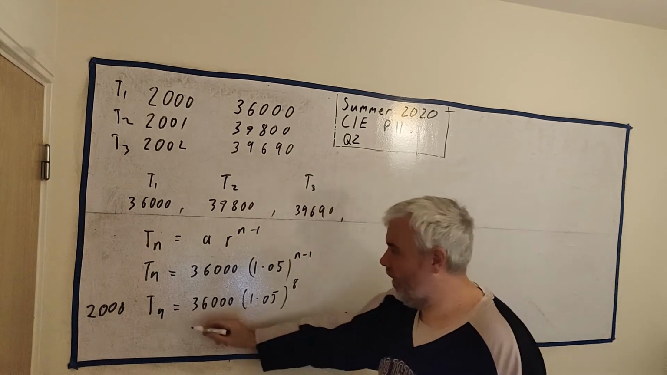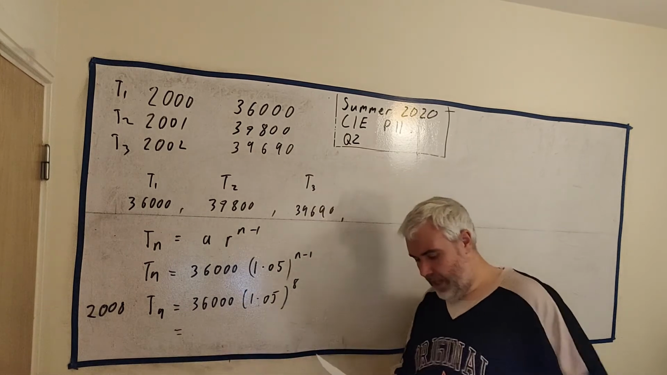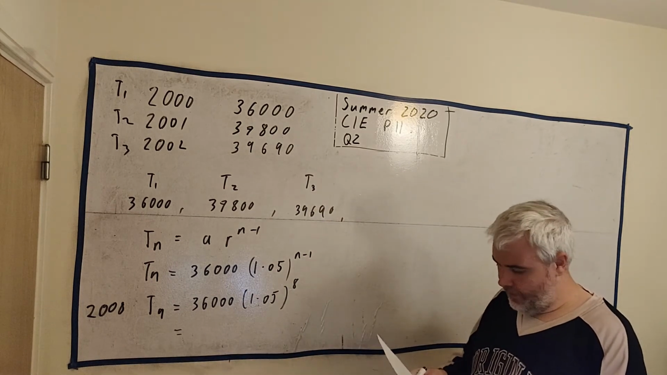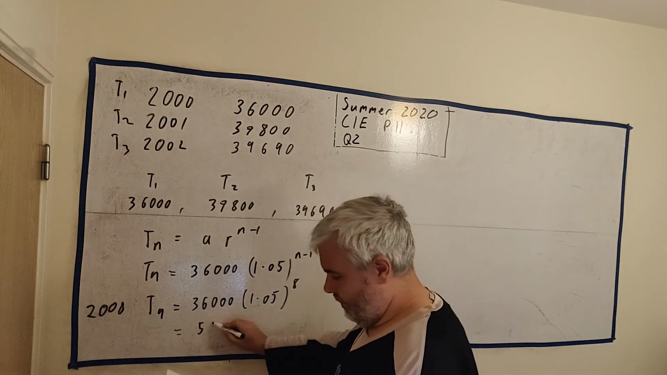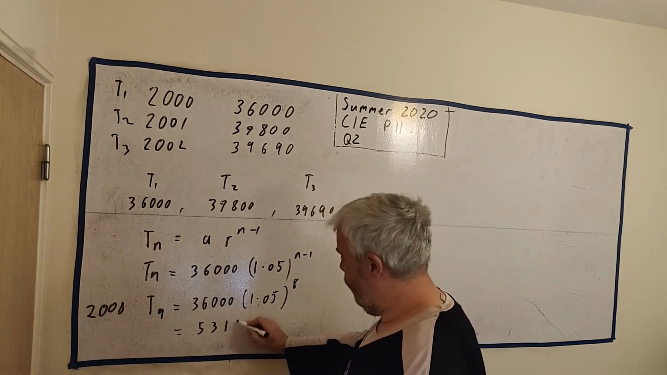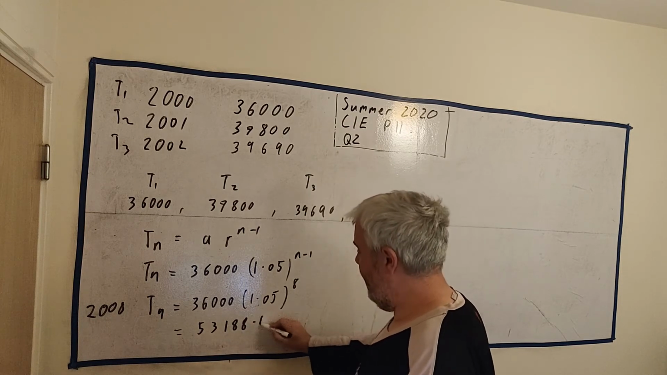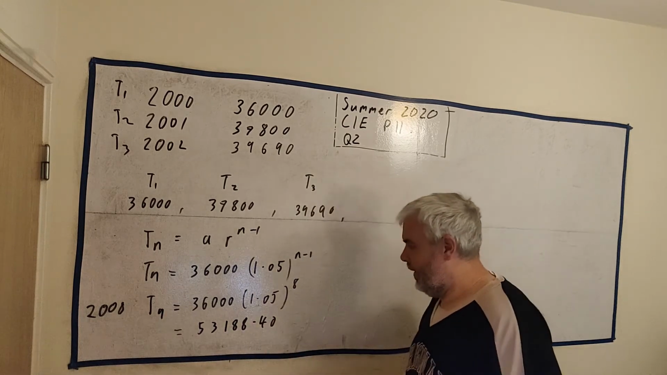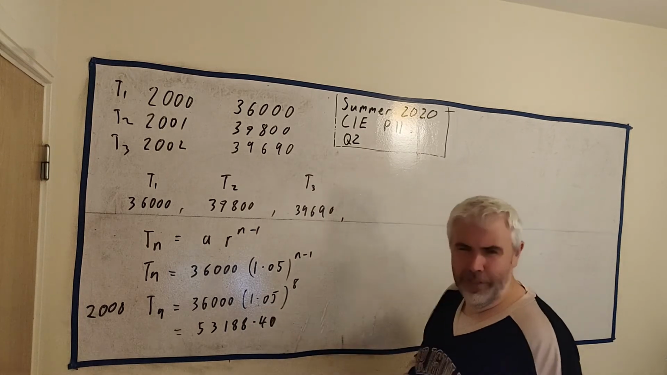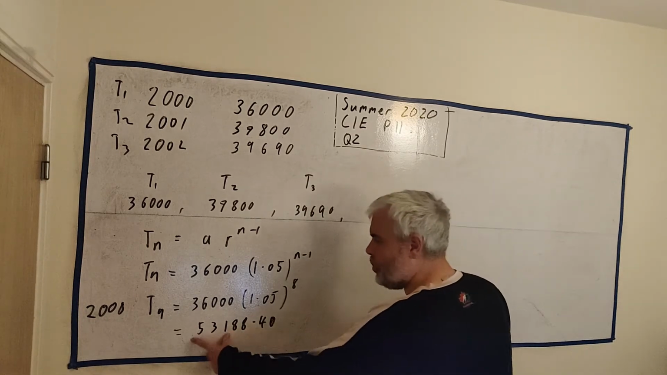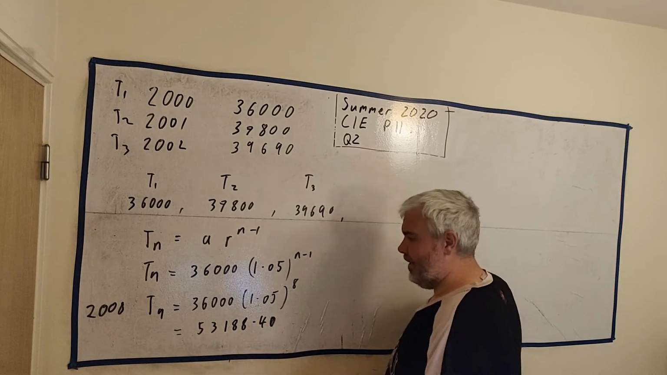This is a job for a calculator. Simply put it into a calculator and we will get 53,188 and 40 cents. Now that's rounded off to the nearest cent. Although in the Cambridge system, they're happy for the first 3 significant figures.